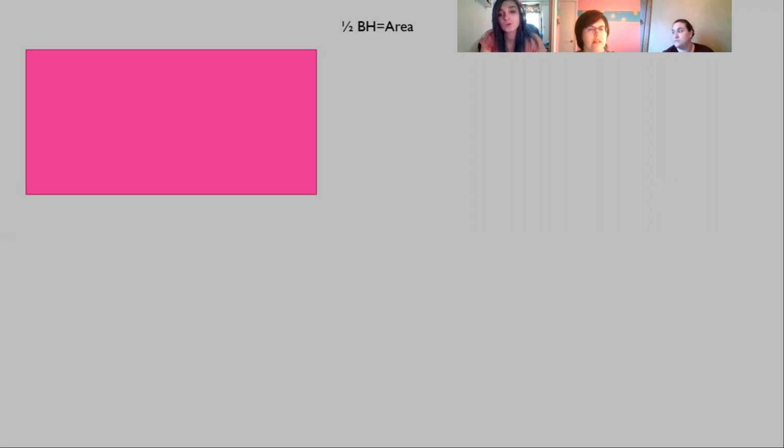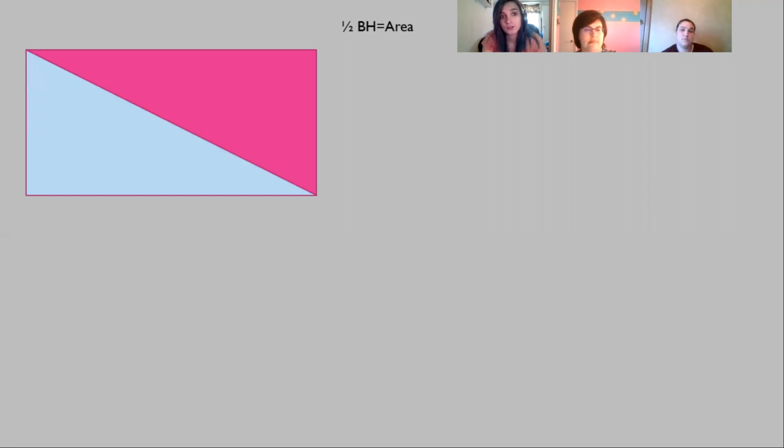We got that. So what if we cut our rectangle in half diagonally? What is it going to look like? Look there, we've got 2 triangles. So when you cut this rectangle in half, it is going to give us 2 separate triangles. So 1/2 of that would be 1/2 base times height. Make sense? Yes. Okay, so now we're going to continue.